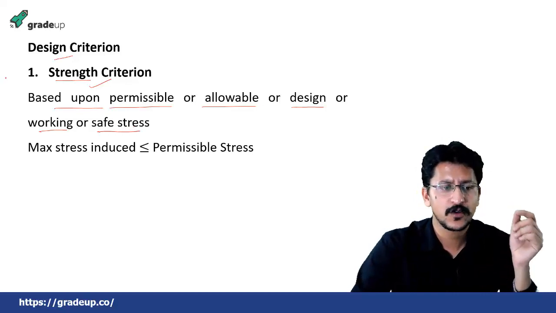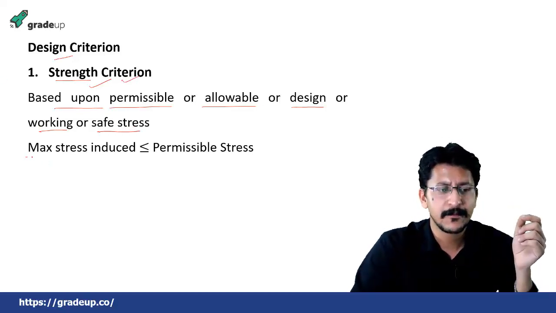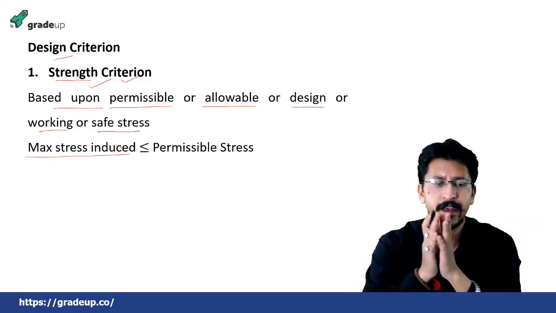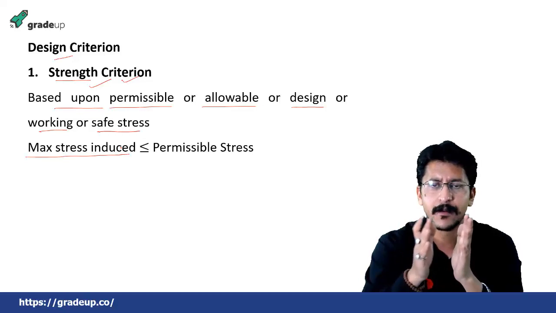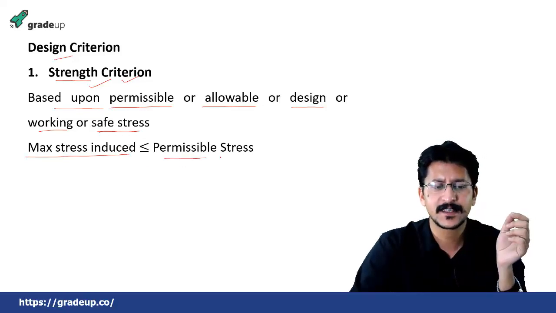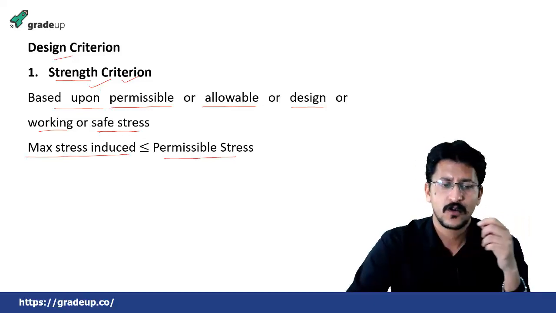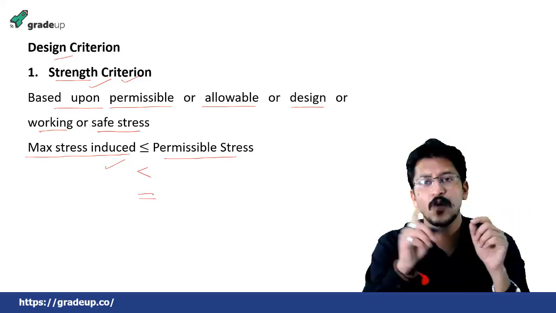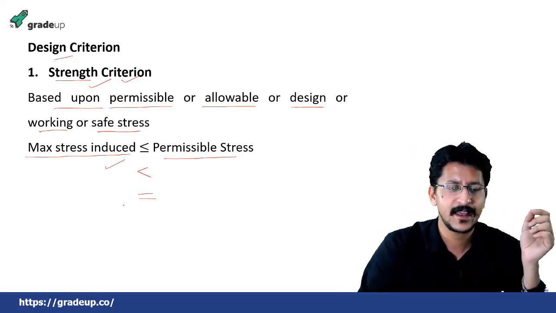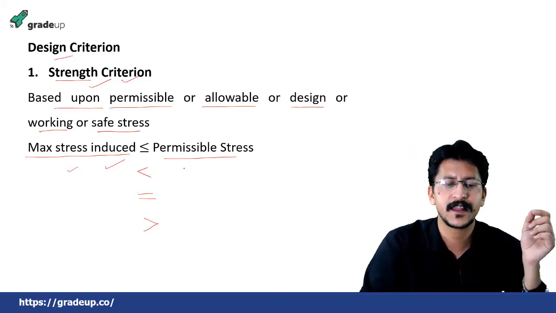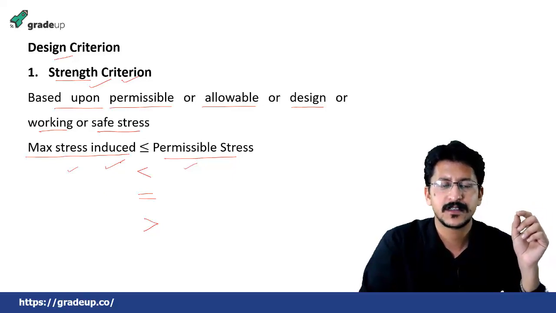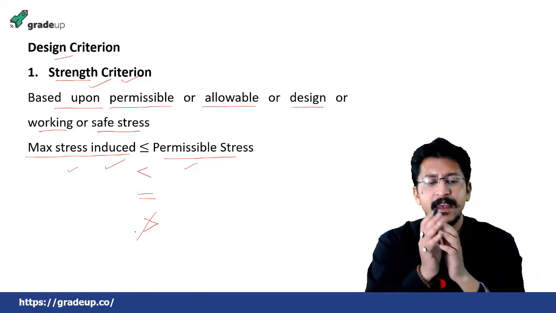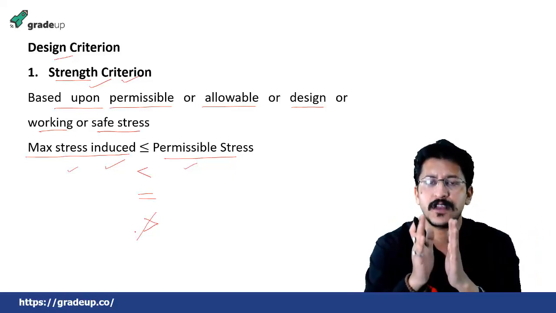Okay, so according to this strength criteria, the maximum stress induced in any system or any component of a machine must be less than the permissible stress. The very safe condition is that it should be less, but the limiting value of this maximum stress can also be equal to the permissible stress. But in any case, if the maximum stress becomes greater than the permissible stress, then failure will occur. So the maximum stress induced must not in any case be greater than the permissible stress.